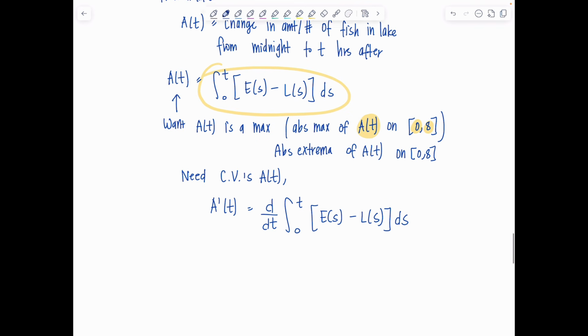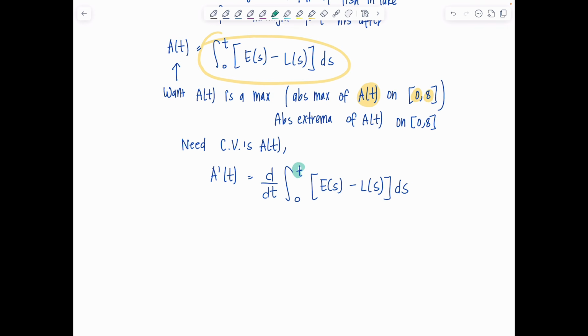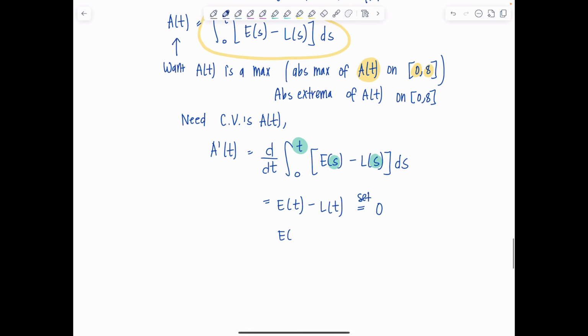Oh, well, I can apply my fundamental theorem of calculus, which tells me just sub in that dummy variable, right? Replace it with t. So this is E of t minus L of t. That's the derivative. How do I get my critical values? I see where that derivative is 0, which tells me E of t needs to equal L of t. So from here, you're going to have to use your calculator.